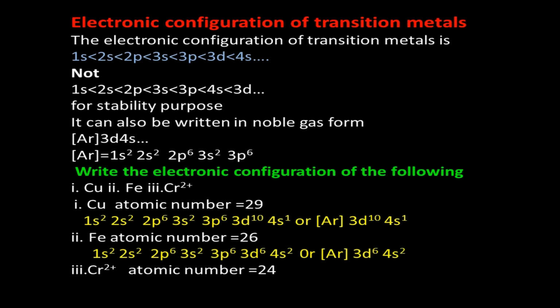For chromium 2+, the atomic number is equal to 24, and for neutral chromium, it will have 24 electrons. But this chromium is having 2+, that means it's losing 2 electrons. So for chromium ion, 2+, it will have 22 electrons. So we fill in 22 electrons. So this is 1s2, 2s2, 2p6, 3s2, 3p6, 3d2, 4s2, or in noble gas form, argon 3d2, 4s2.